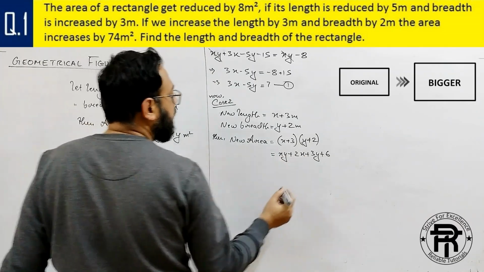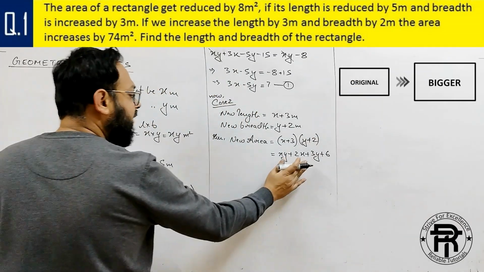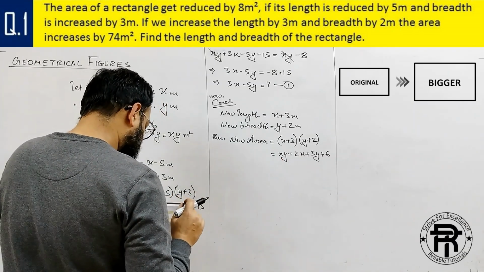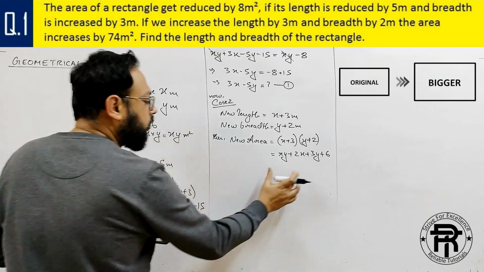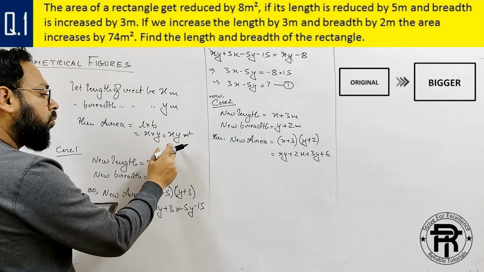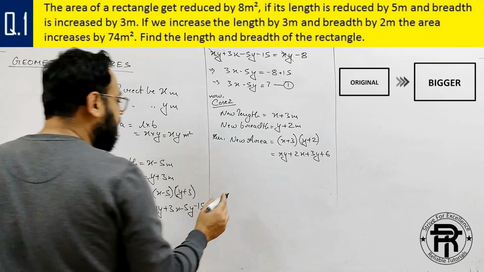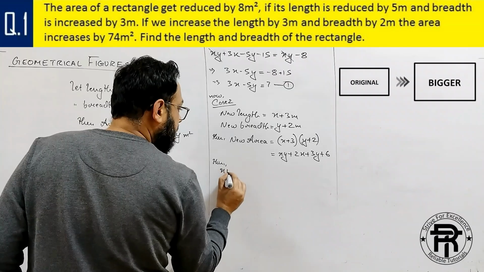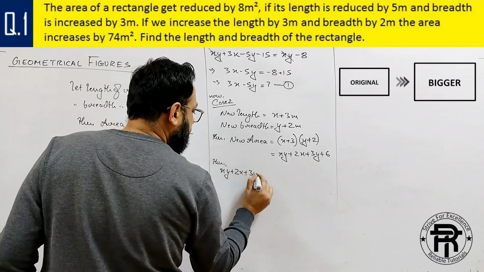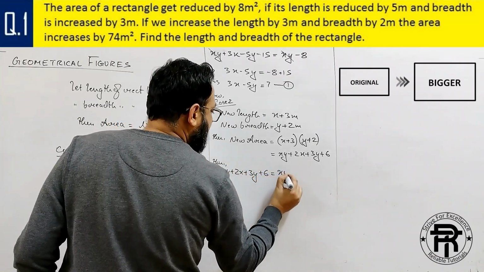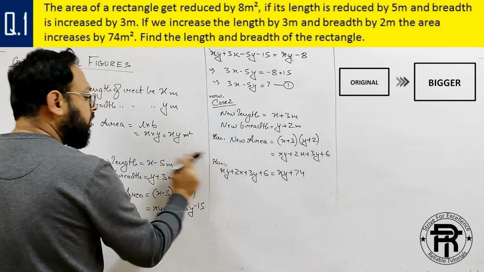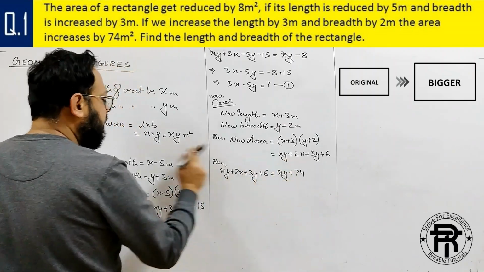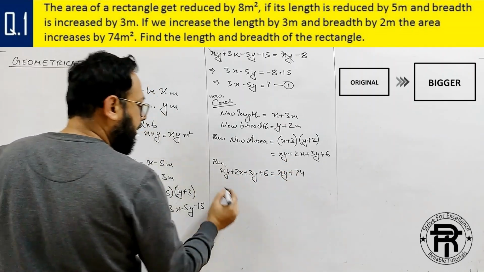Means area of the new triangle. The comparison given is that in this area, where we increased both length and breadth, the area increases by 74 meters. So this area is 74 more than the original area. So the new area equals the original area plus 74.